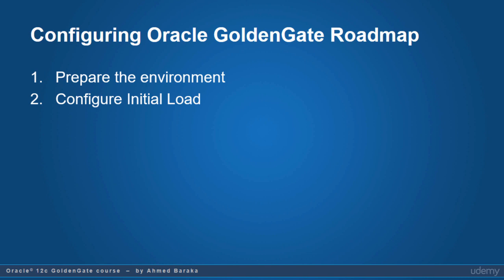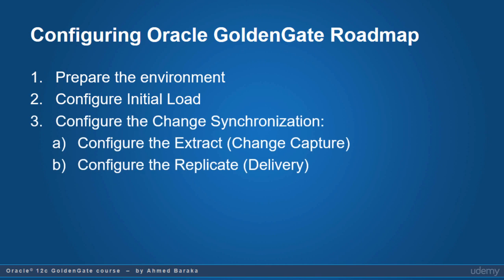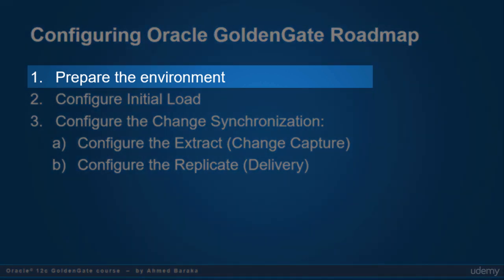Secondly, you perform initial load, which is basically copying the initial data in the source database to the target database. Thirdly, you configure the change synchronization. This is done by configuring the change capture processes. Those are the extract and the data pump processes on the source database system. You also configure the replicat process or the delivery process in the target system. I will cover the first stage in this lecture and will cover the remaining stages in the incoming lectures.